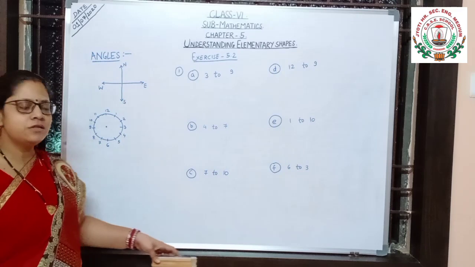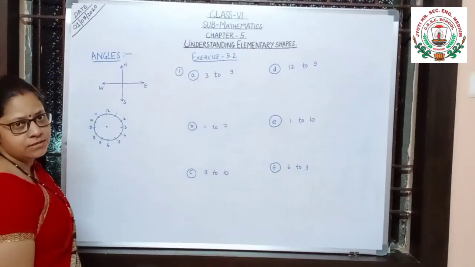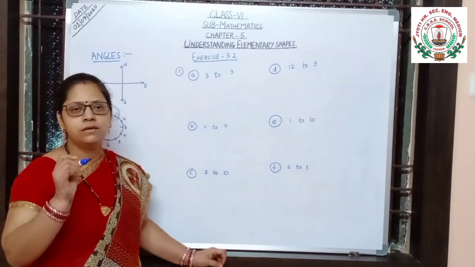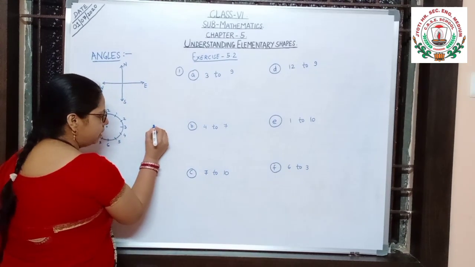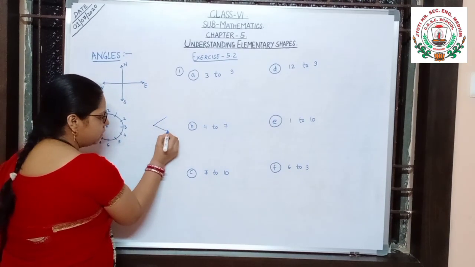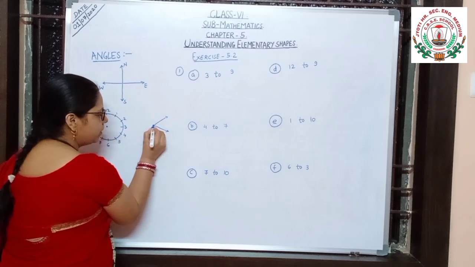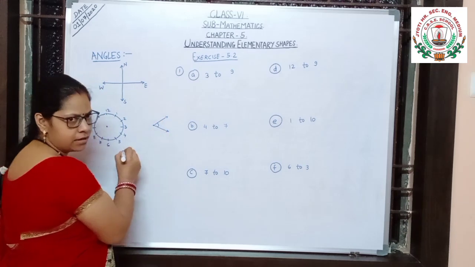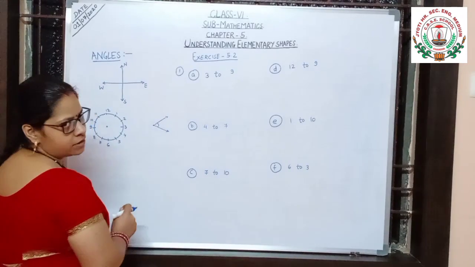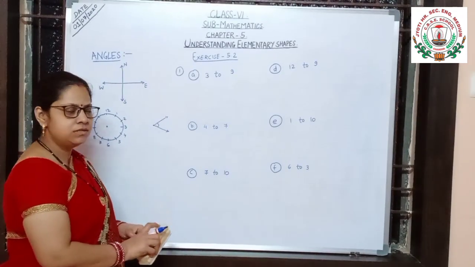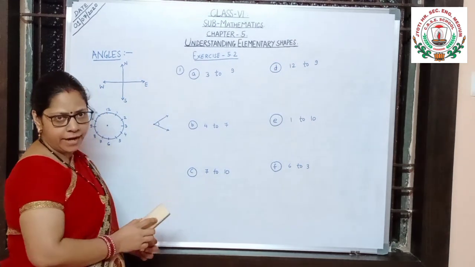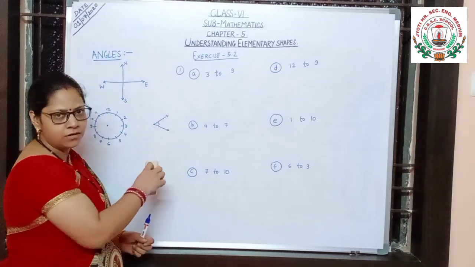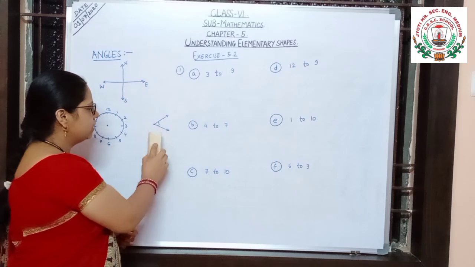Angles. Angles where 2 rays are joined with the initial point. Means like this, initial point of the ray. 2 rays will be going and their initial point will be common. That is forming an angle. This is called an angle, which is having one common end point and 2 rays going.